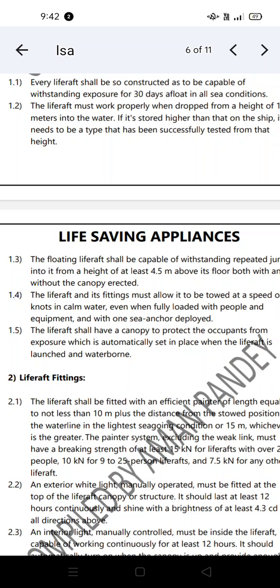The total capacity is 185 kg, the weight of the container is 185 kg, and if it is more than that it should be marked. It should have a painter with a length of at least 10 meters plus the distance from the stored position, or 15 meters, whichever is greater. If a rescue boat is towing it, it should tow at a speed of not less than 6 knots. It also says minimum carriage of 6 personnel.